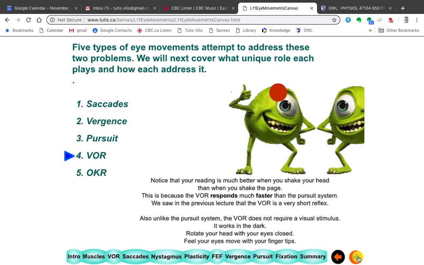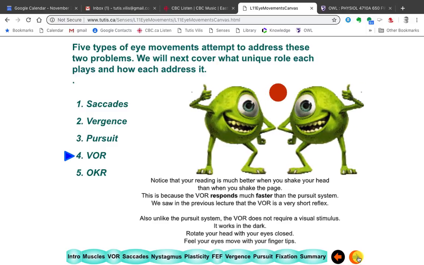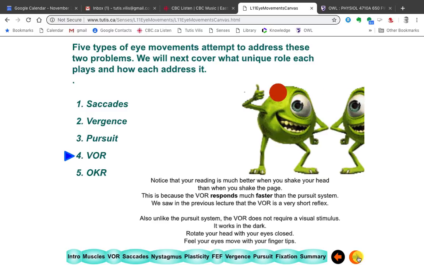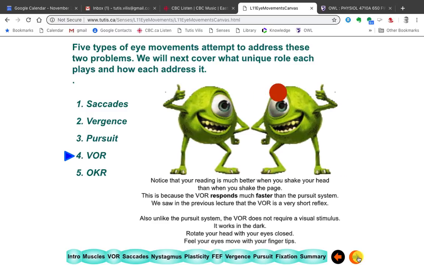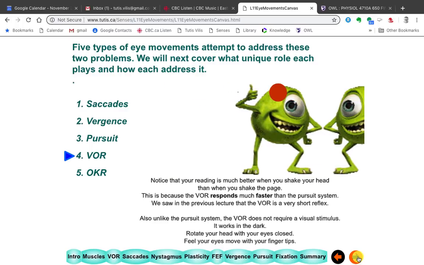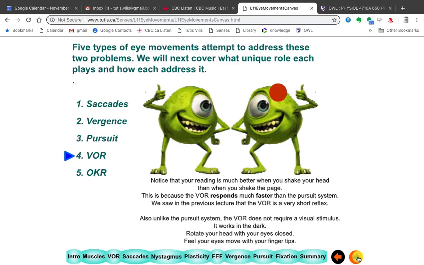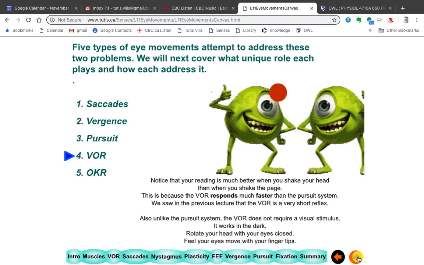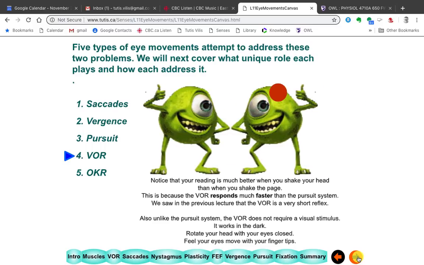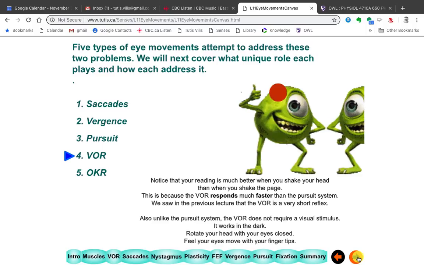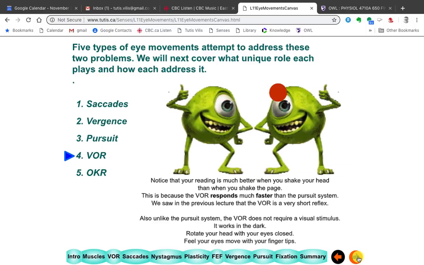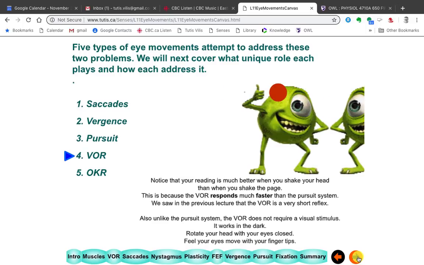Oh yeah, the VOR also works in the dark. And the way to test that is to close your eyes and put your hand gently against your eye. Then move your head a little bit one way to the other. You can feel your eyes moving. If you make a big head movement, you'll find it sort of does some bouncing things. Besides moving slowly back and forth, it goes back and forth quickly.